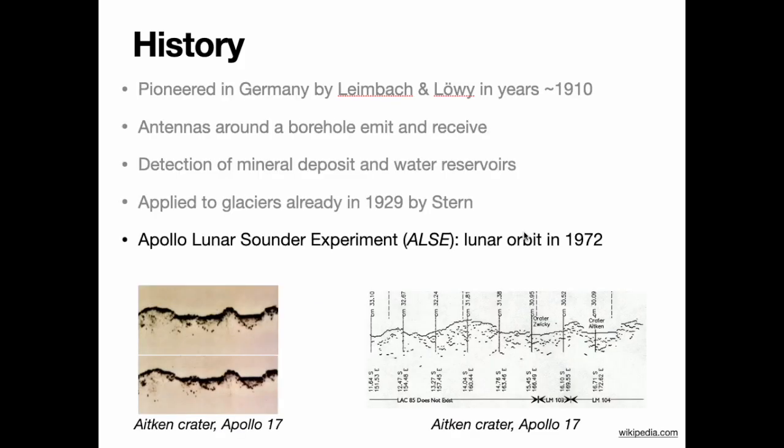And further back in 1972, the Georadar was taken on lunar orbit using the Apollo lunar sounder experiment. The Apollo lunar sounder experiment allowed to actually probe the surface or the subsurface of the moon using a radar on orbit. So these are examples of structure of a crater measured with Apollo 17 and some interpretation of radargrams made after this.